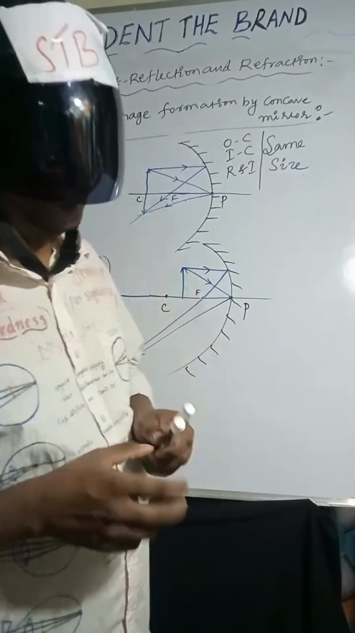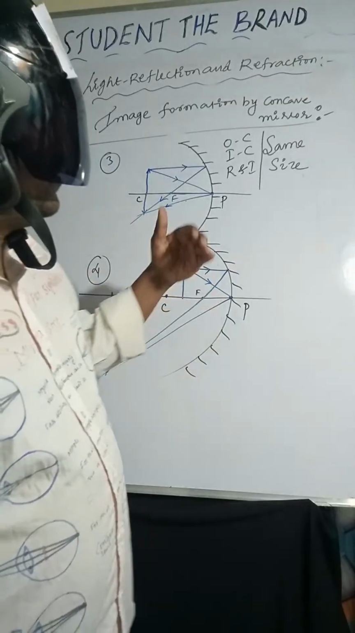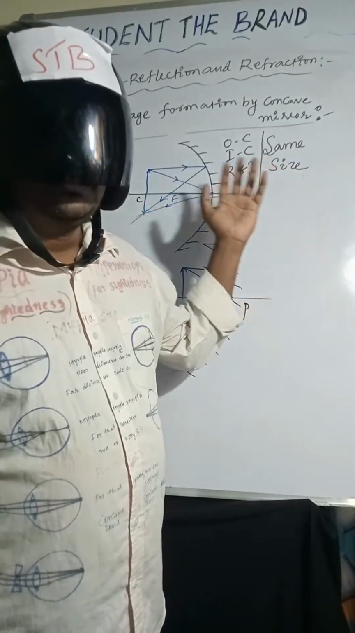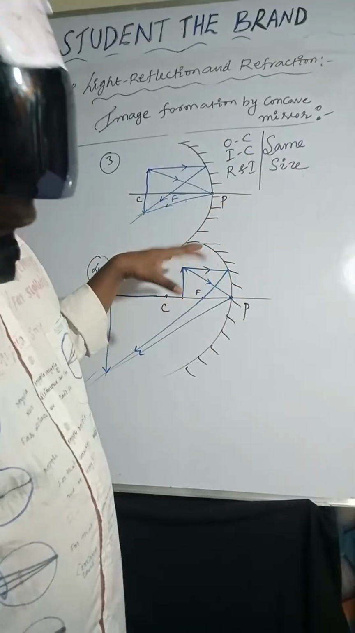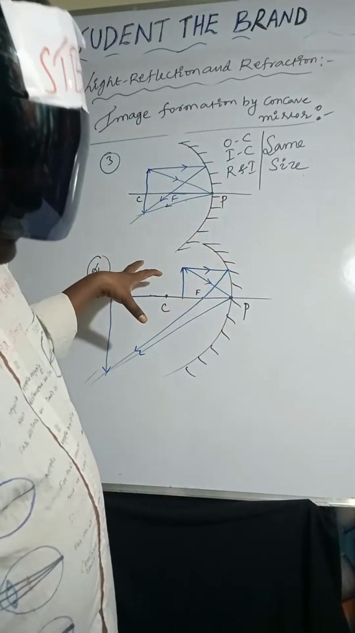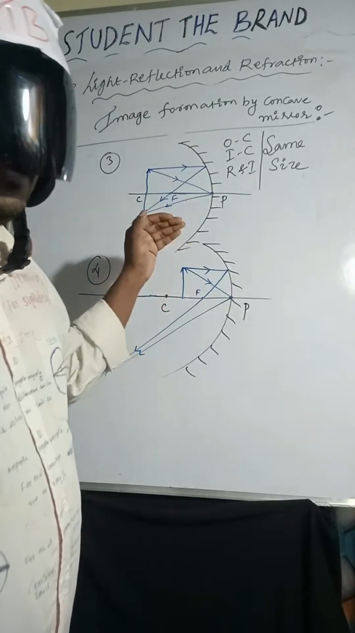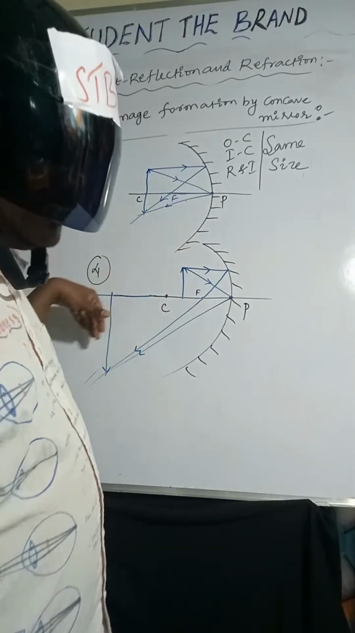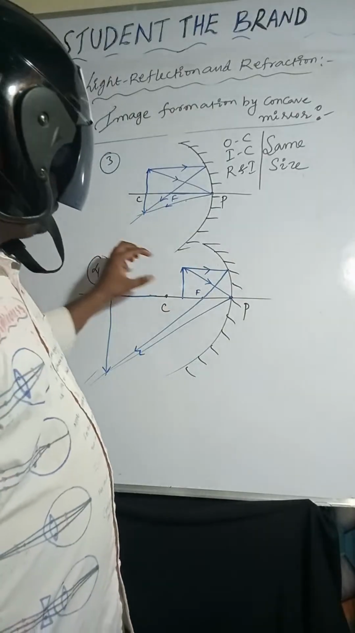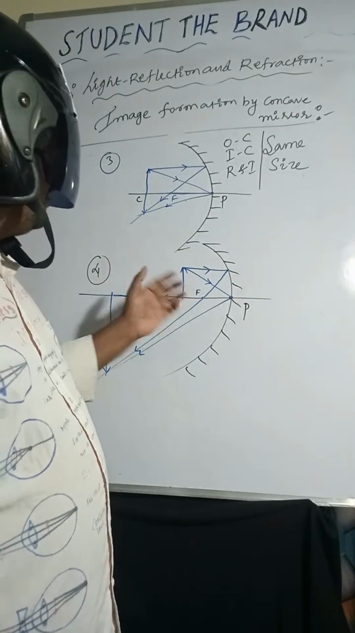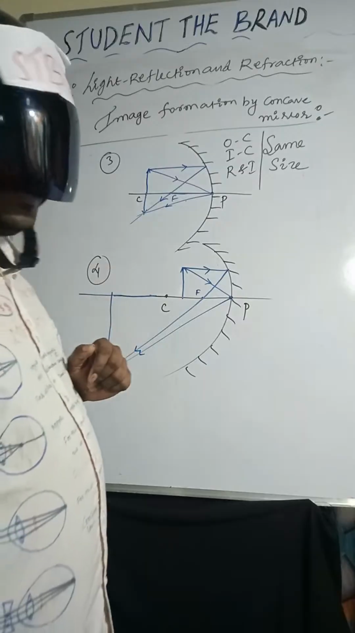So there are two cases in a concave mirror: virtual, erect and enlarged; and real, inverted and enlarged. In the case of a real, inverted and enlarged image, the image will form beyond the center of curvature. If your object is placed between C and F, the image will form beyond the center of curvature.